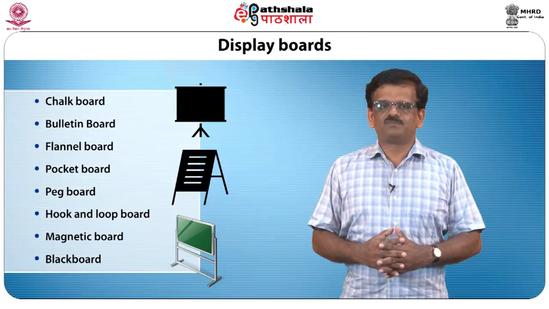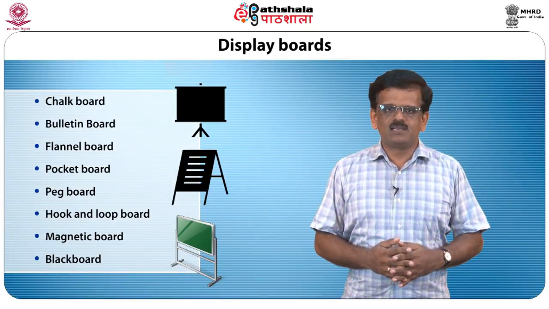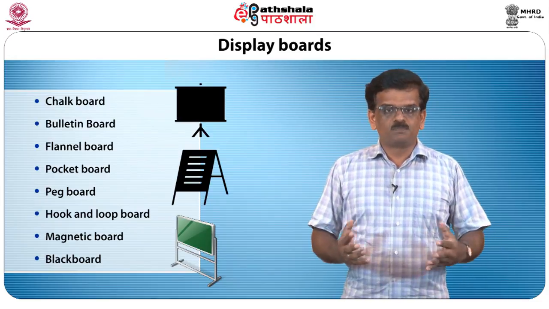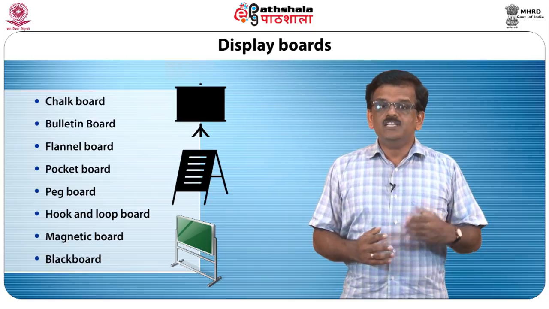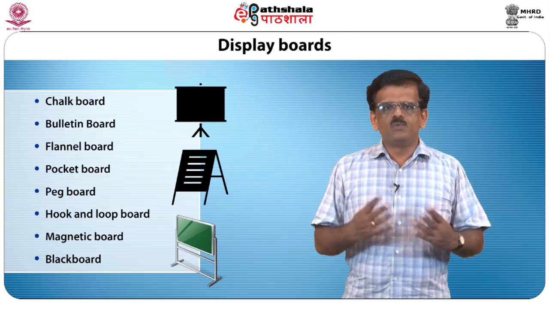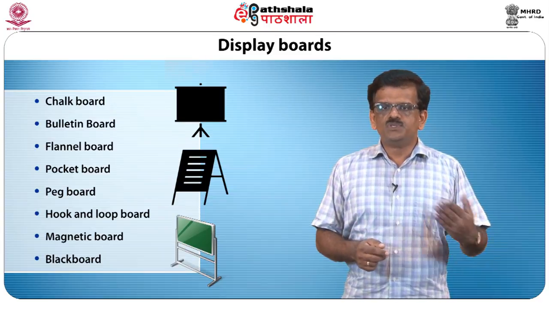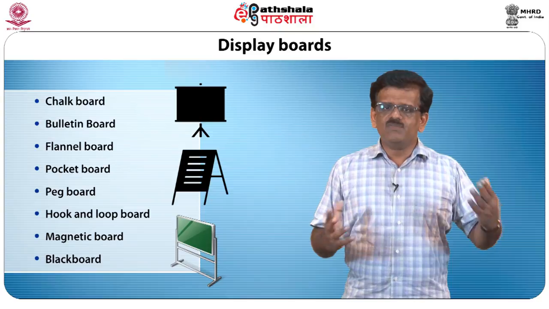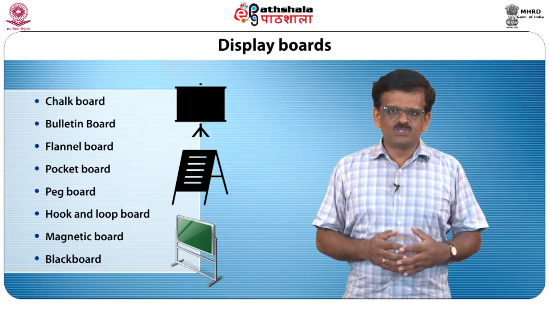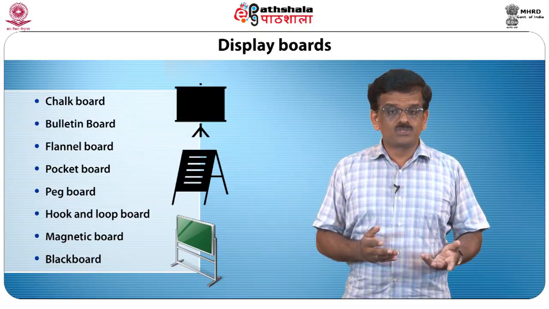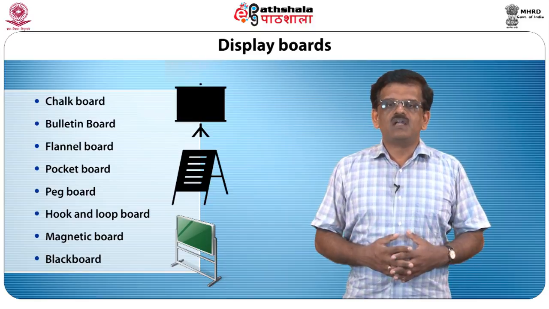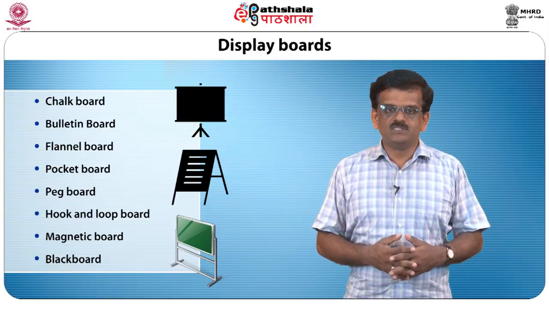The other part of the three-dimensional aid is display boards. They are the third part of the non-projected visual aids. The display materials are the organized visual arrangement of learning materials on a vertical or horizontal surface, which is usually designed to present significant information on a particular topic. Chalkboards, bulletin boards, flannel boards, pocket boards, peg boards, hook and loop boards, magnetic boards and blackboards come under the category of display boards.